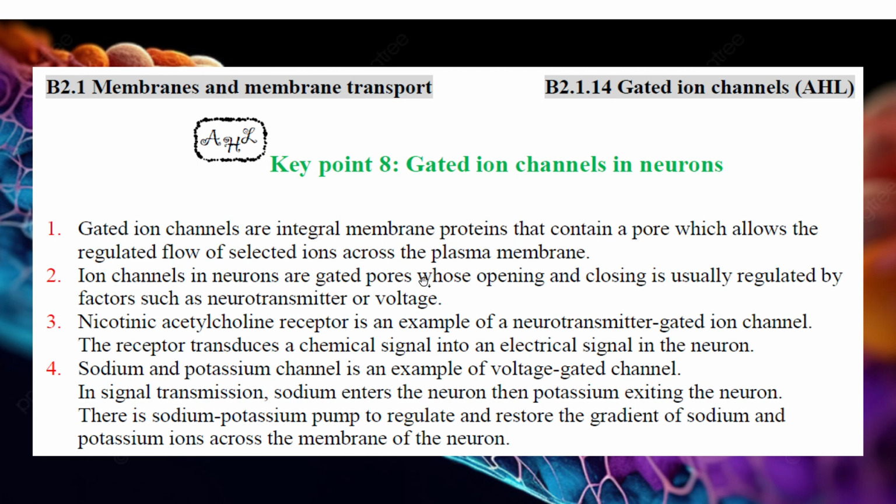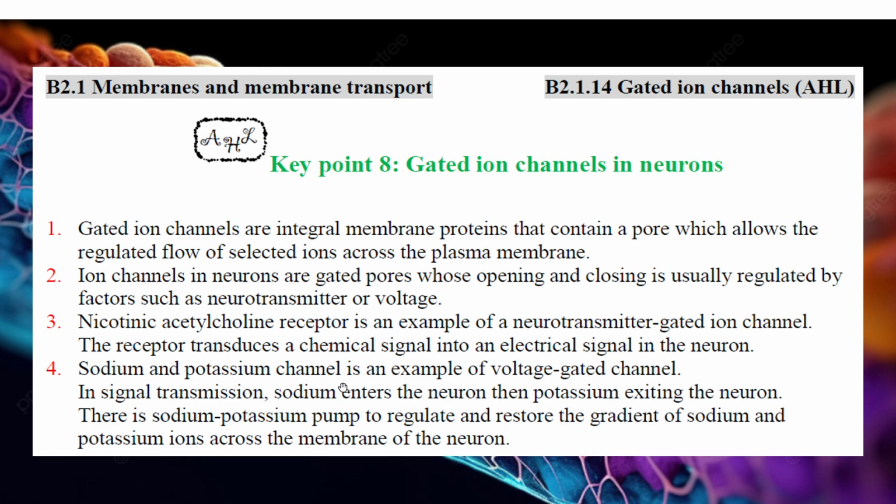For the ion channels, for example in the neurons, it's a gated port, and the opening and closing of this gated port is regulated by two factors: by some material called a neurotransmitter, or by the voltage. For example, the neurotransmitter-gated ion channel is the nicotinic acetylcholine receptor. The receptor transduces chemical signals, the chemicals, into an electrical signal in the neuron.